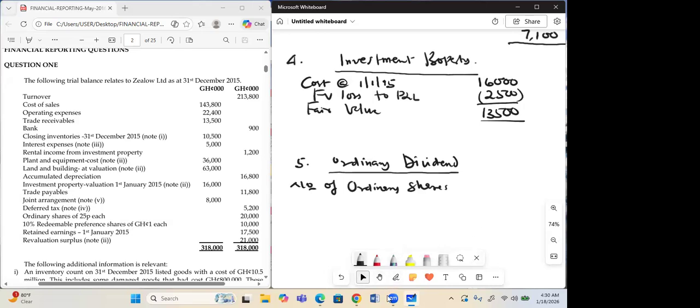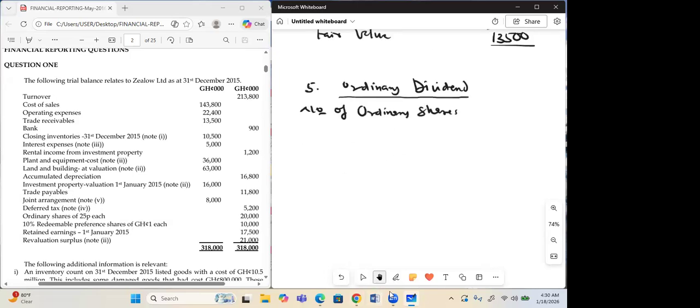So this is what you do. Since the capital is 20,000, you divide 20,000 by 0.5, and then you divide it by 25 pesos per share, right? So how many shares is it giving you? 80,000. So the company has 80,000 shares.